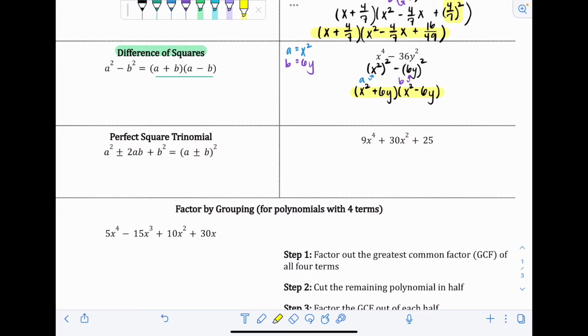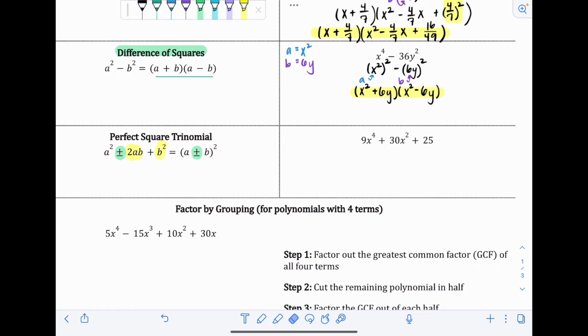Okay, so a perfect square trinomial has a squared plus or minus 2ab, and then plus b squared, and whatever this sign is matches the sign it factors into. So if it's a plus, it'd be a plus on the right side. If it's a minus, it'd be a minus. So in order to see if it fits into that pattern, we'll rewrite.